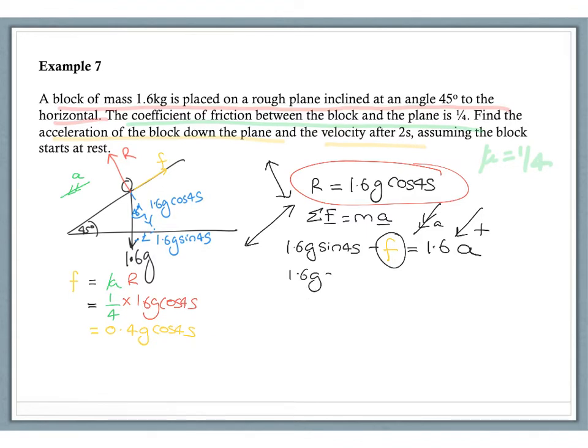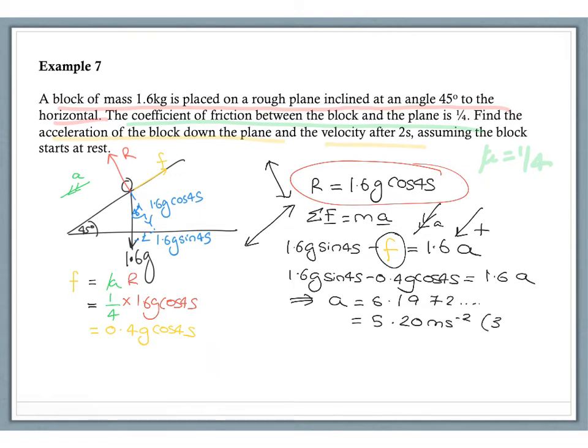So 1.6 g sin 45 minus 0.4 g cos 45 equals 1.6 multiplied by the acceleration, which gives us an acceleration value of 5.1972, etc., 5.20 meters per second squared, to 3 significant figures. But we're not going to use the rounded value in the next part of the calculation.